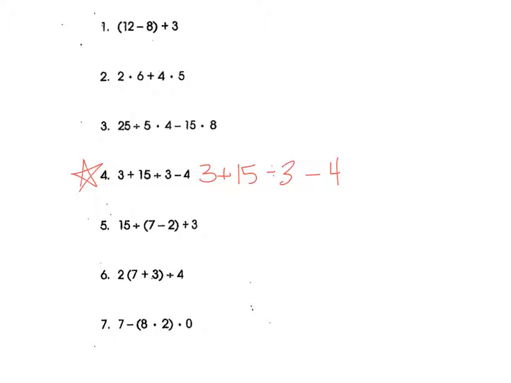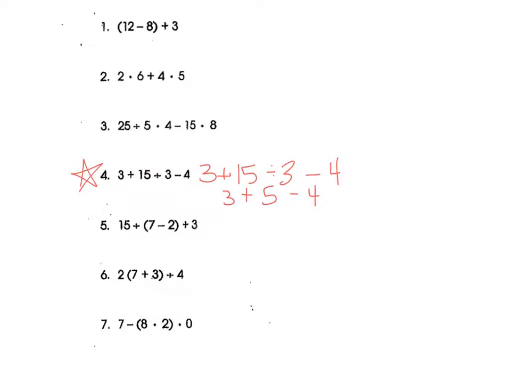Since number 4 is a little bit involved, what would I do first on number 4? Yeah. Division. 15 divided by 3. How many times does 3 go into 15? It goes 5. So then you're going to put the 5 underneath. And then you're going to put a 3 and a plus sign in front, and then the minus 4 after. Everything else that was there, you're going to put there.